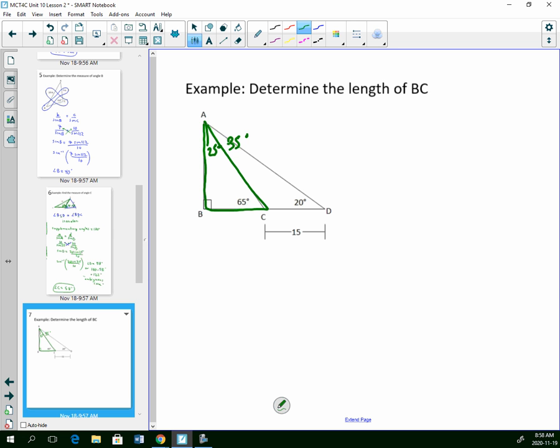Right. Okay, so I'm trying to get the inside one. The inside one is 180 minus 65, which is 115. All right, so I can figure out all the angles in these triangles just because I have enough information.